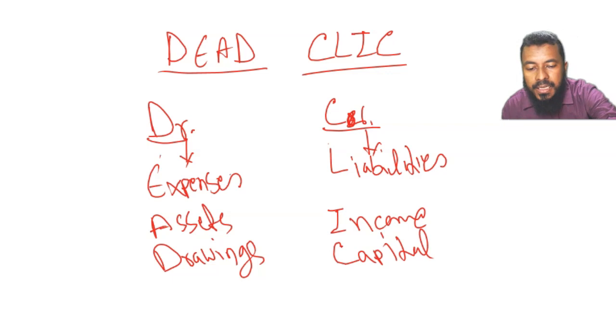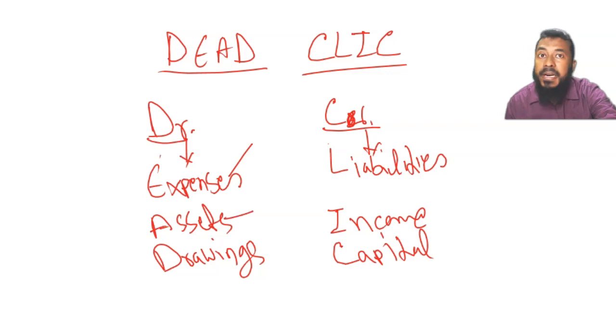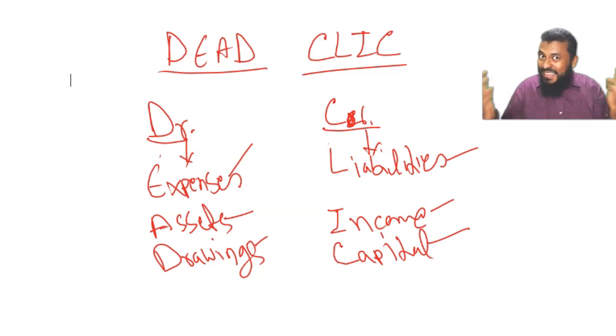Now, there could be lots of expenses, such as discount allowed, rent paid, electricity paid, and wages paid. Assets could be non-current and current assets. Drawings are the money withdrawn by the owner for personal use. Liabilities could be non-current and current. Income includes rent received, sales, discount received, and commission received. Capital is the money introduced by the owner. All these are credit. That's all. If you remember this, you remember your debit and credit.